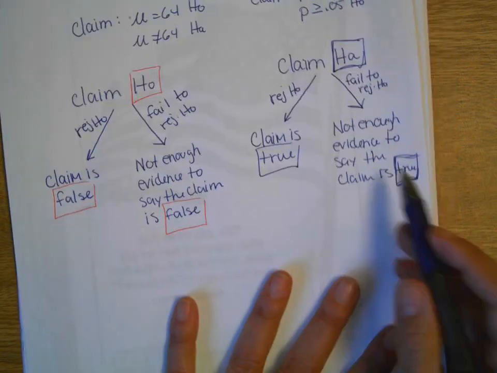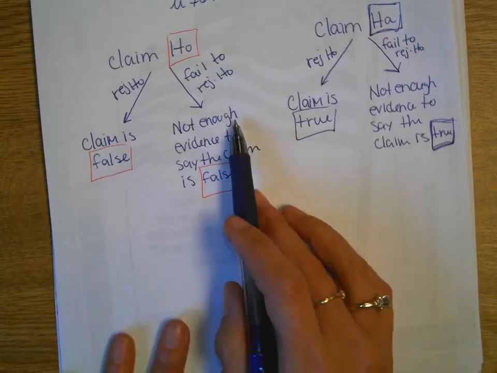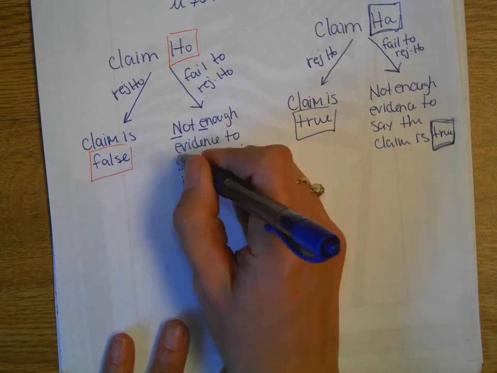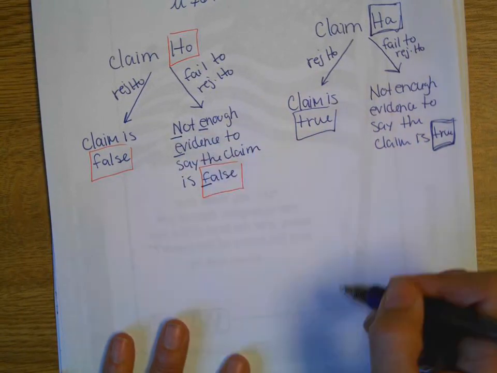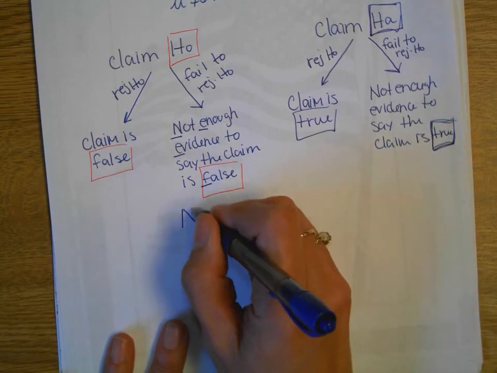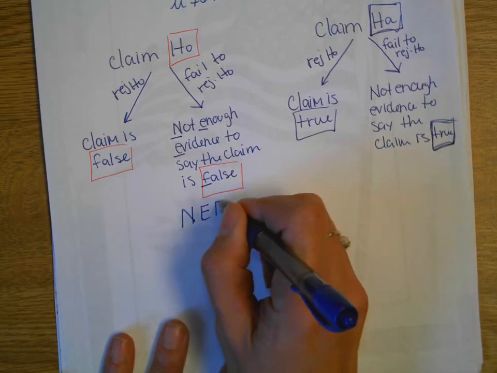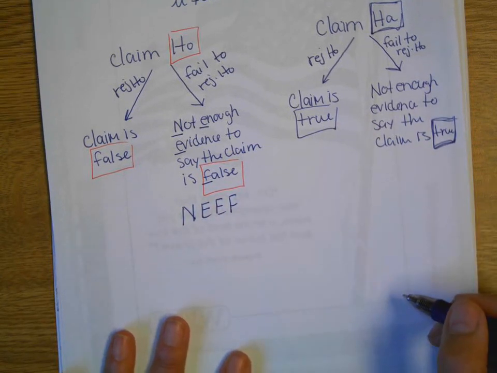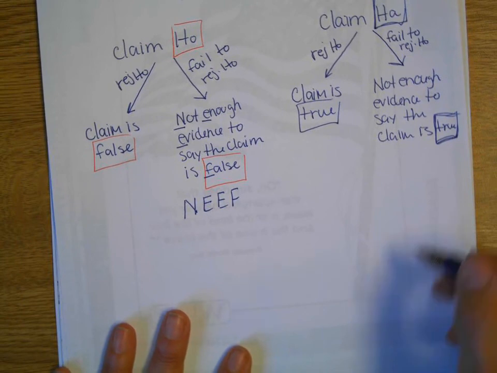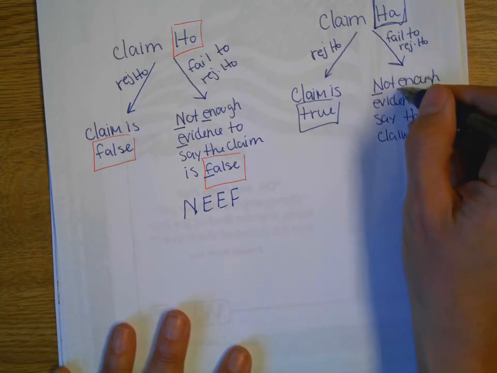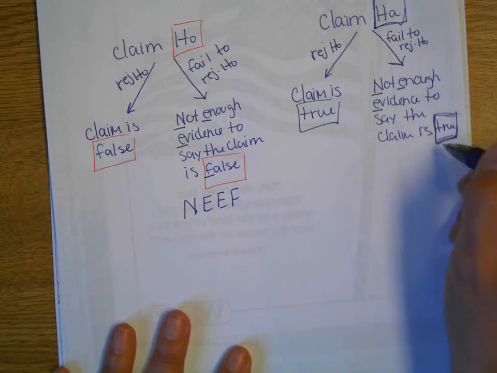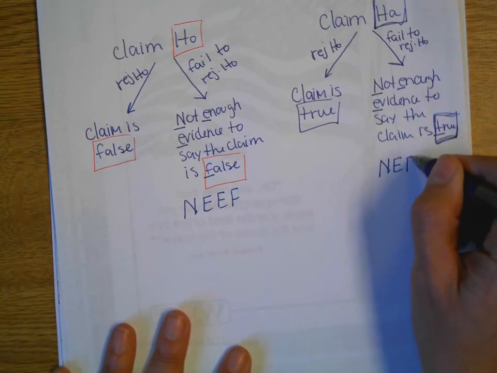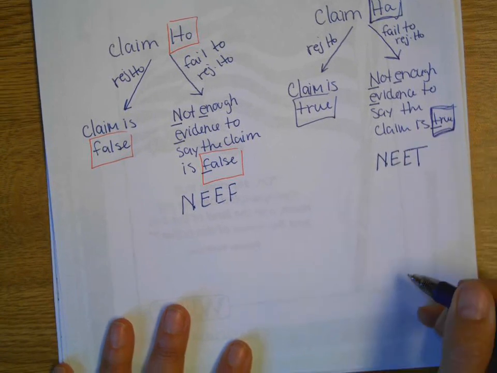We're done. Oh, the abbreviation for this. Not enough evidence to say the claim is false: NEEF. There's one little thing. Because you're going to get tired of writing that out all the time, so we abbreviate it right off the bat. Over here, not enough evidence to say the claim is true, so we're going to call it NEET. That's neat.